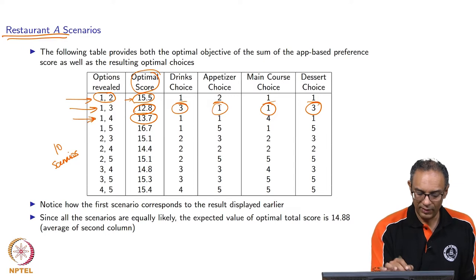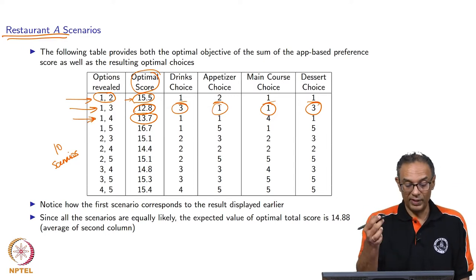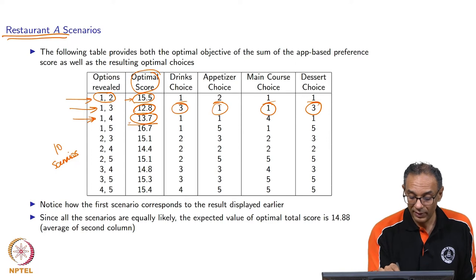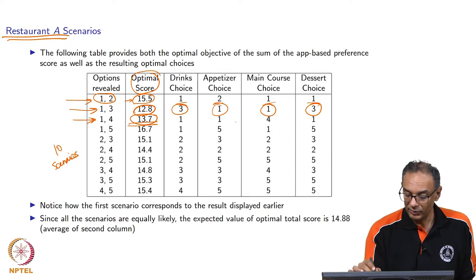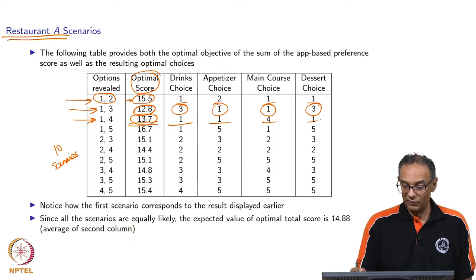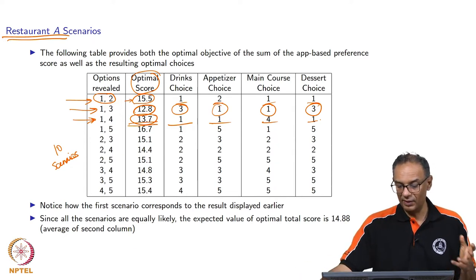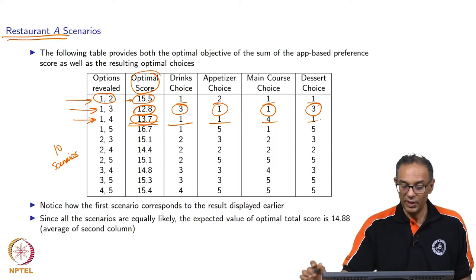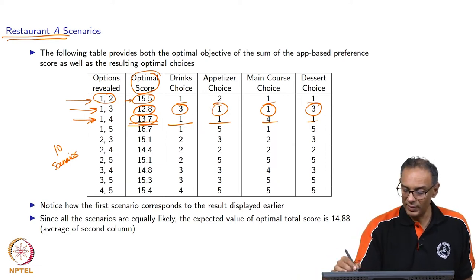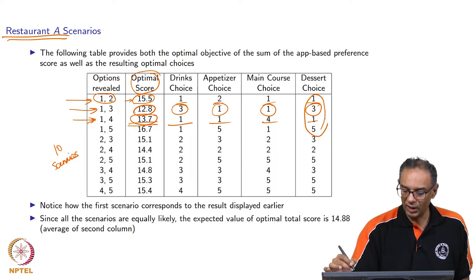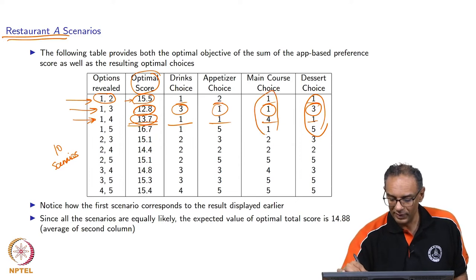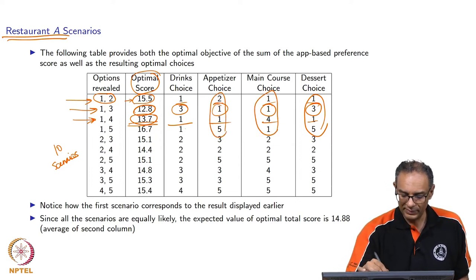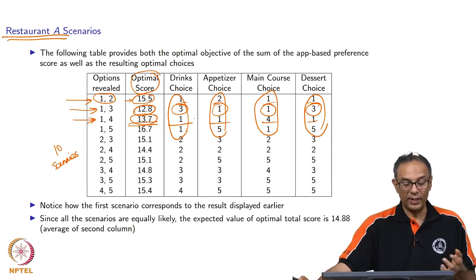Likewise, if I had options 1 and 4 revealed instead of 1 and 2 or 1 and 3, then my optimal score is this, okay? So if you look at it, there you will pick options 1, 1, 4, and 1, okay? Somewhat like the first case, except now this time you're picking the main course's choice, okay? So notice how it is a little bit different. Although 1 is common in all of them, not in all cases are you actually picking 1, okay? Even in the main course choice, in appetizer, or in the drinks, you don't always pick 1.